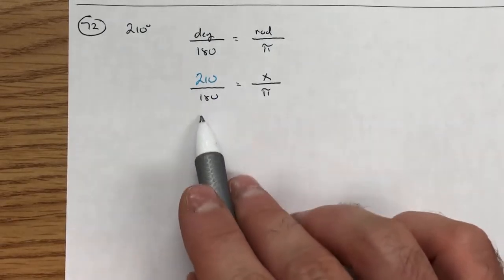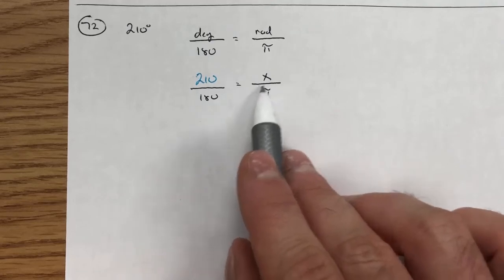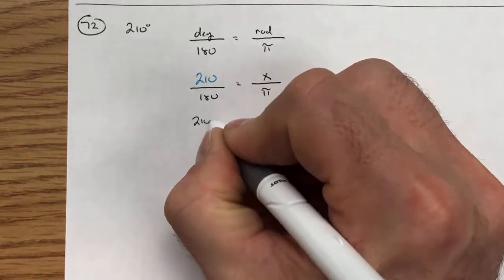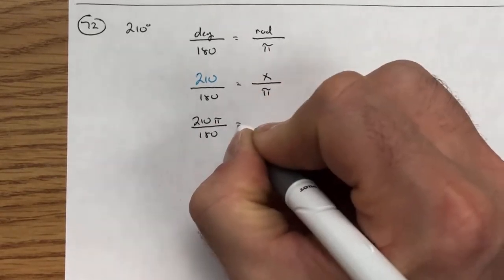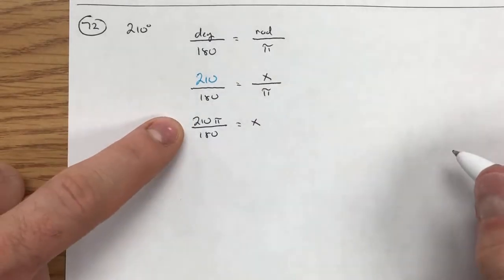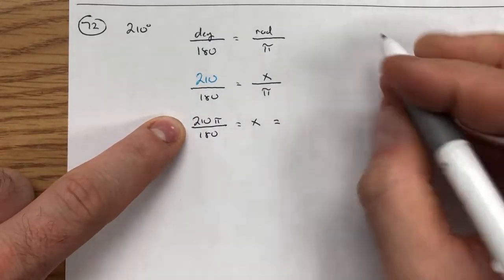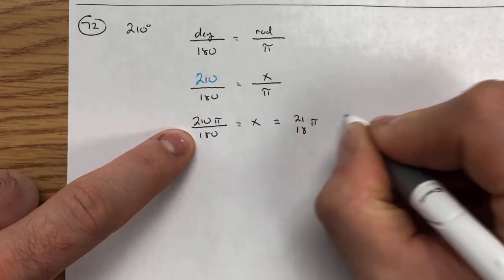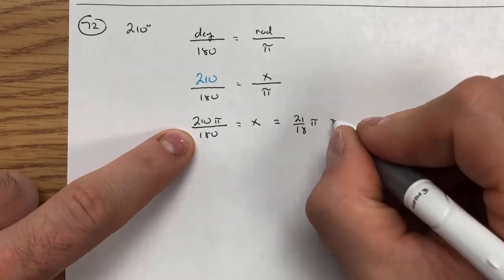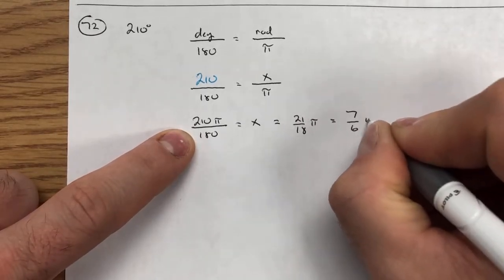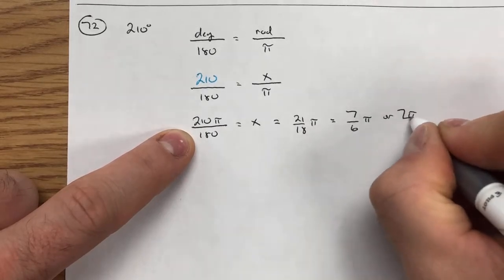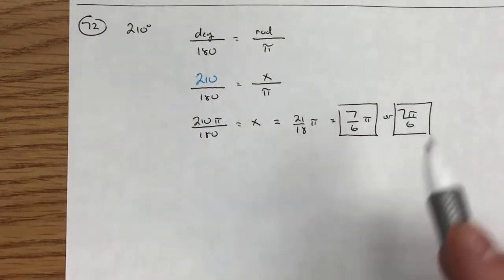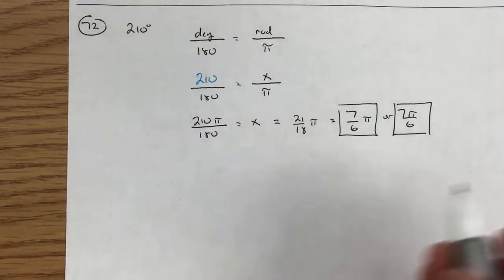And my whole process right here is going to be solving for x. In this case, I notice that this can be reduced, but before I even reduce that, I'm going to go ahead and move that pi over here by multiplying by pi. So I'll get 210 pi over 180 is equal to x. Now my job is just to reduce 210 over 180. I know that 210 over 180 will reduce down to 21 over 18. The 21 over 18, these are both divisible by 3. I'll get 7 over 6 pi, or 7 pi over 6. They're both the same thing depending on the format of your answer. So there we go, 210 degrees into radians.